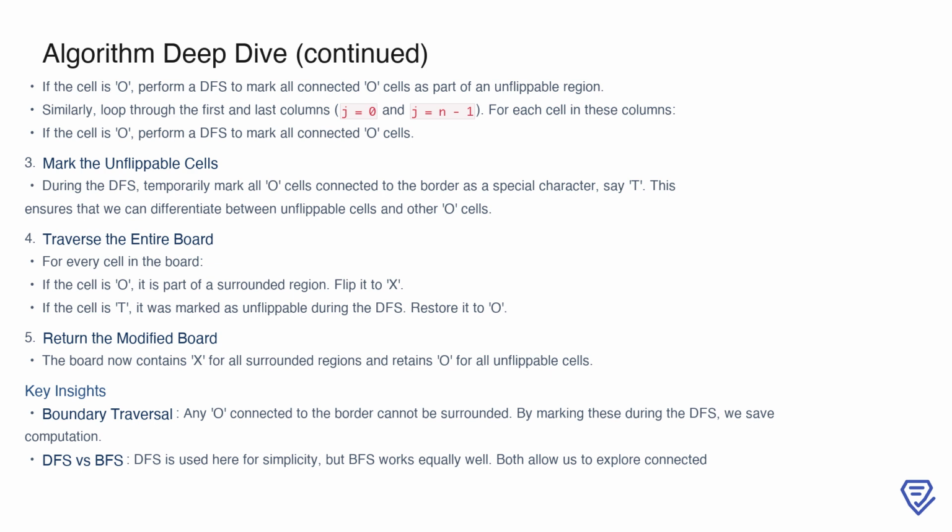Now, when traversing the borders, we first loop through the top and bottom rows. For each cell in these rows, if the cell contains O, we perform a DFS to explore all connected O cells and mark them as unflippable. Similarly, we loop through the first and last columns and repeat the same process. During the DFS, any border-connected O is temporarily marked with a special character, such as T, to differentiate it from other O cells.